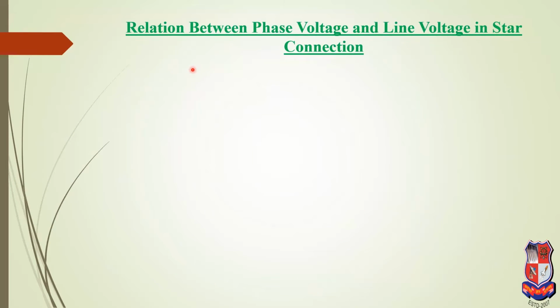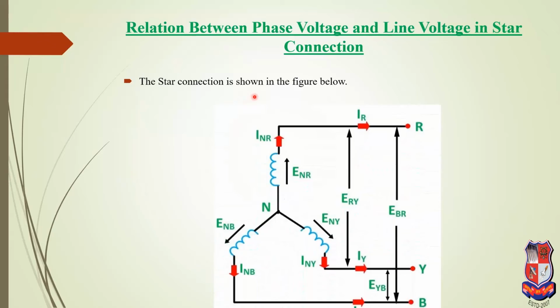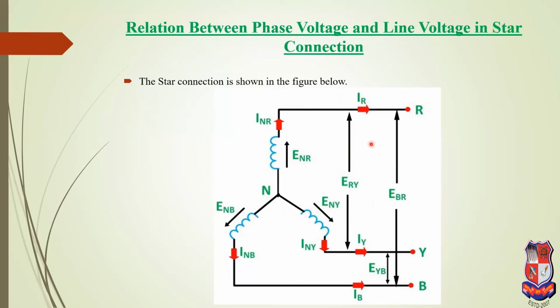Here, first of all, we see the relation between phase voltage and line voltage in star connection. The star connection is shown in the figure. These are IR, IY and IB, the line currents. INR, INB and INY are the phase currents, and ENR, ENB, ENY are the phase voltages. ERY, EBR and EYB are the line voltages.